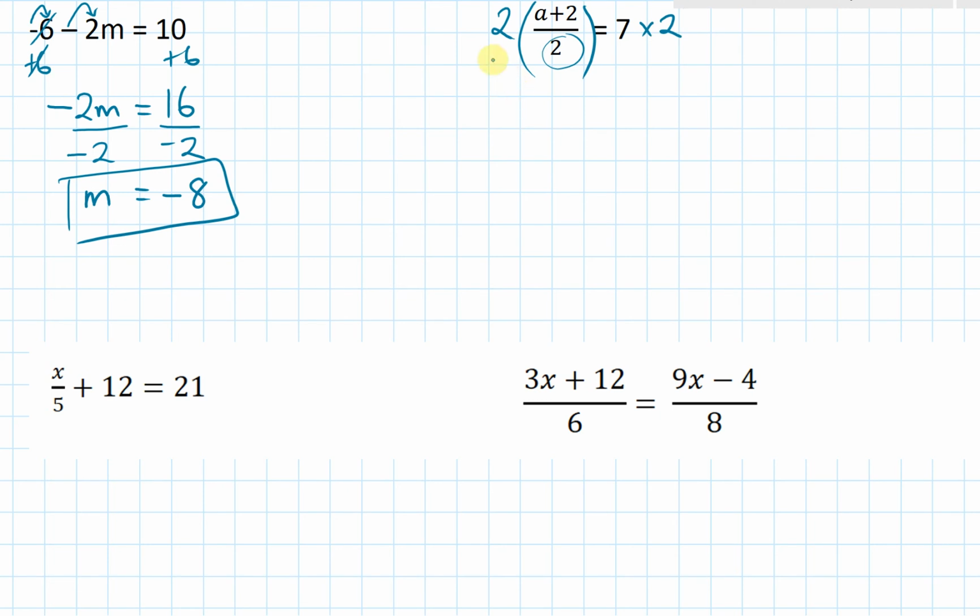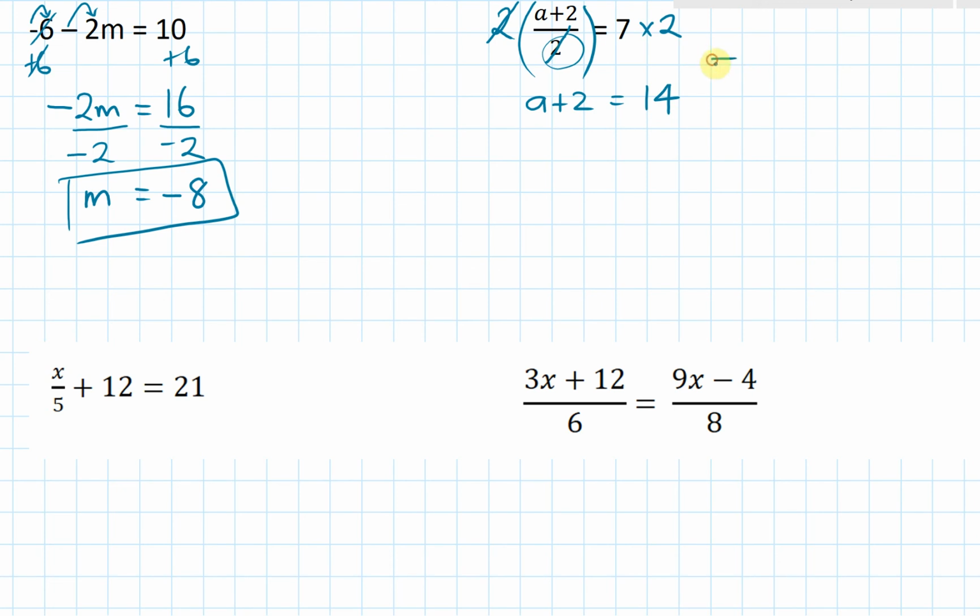So now what I've got is 2 times a plus 2 over 2. That multiplied by 2 cancels with that divide by 2 because you end up with just 1. So those two cancel each other out and I'm just left with a plus 2 on the left hand side is equal to 14.